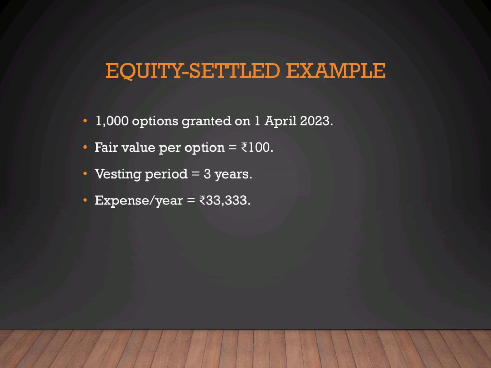Let's look at an example. Suppose a company grants 1,000 stock options to an employee on 1st April 2023. Each option has a fair value of 100 rupees and vests over 3 years. The annual expense will be 33,333 rupees for each of the 3 years.